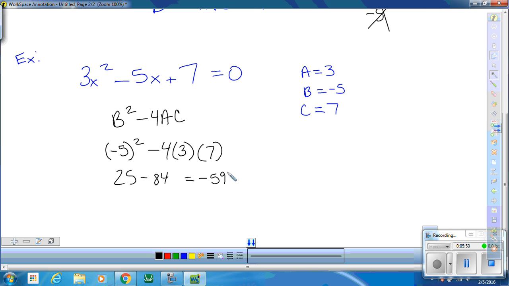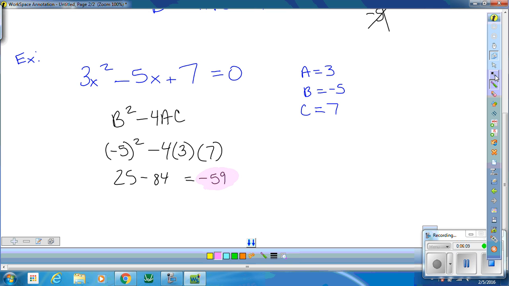-59. This number is called the discriminant. Any problem where they ask you to find the discriminant, this is what they're asking you for. They do want it to be equal to a number. It's just a little quick formula, b squared minus 4ac, and it's going to give me a number.